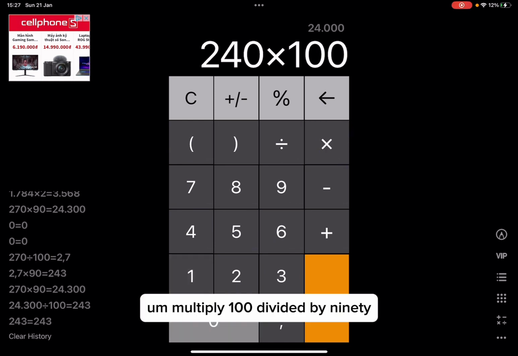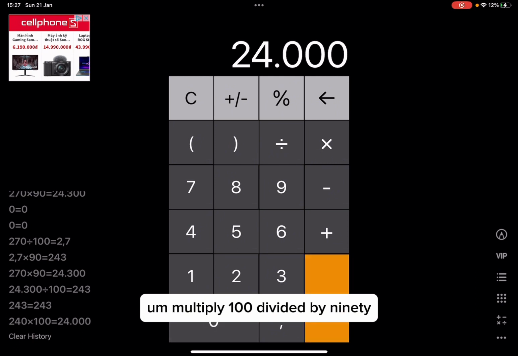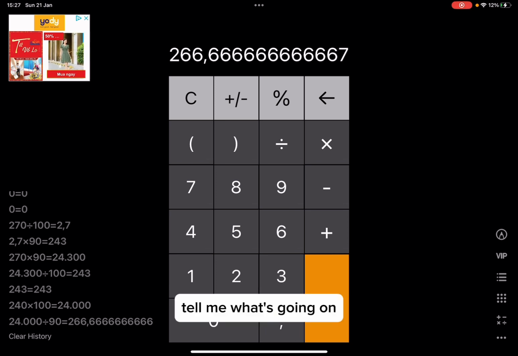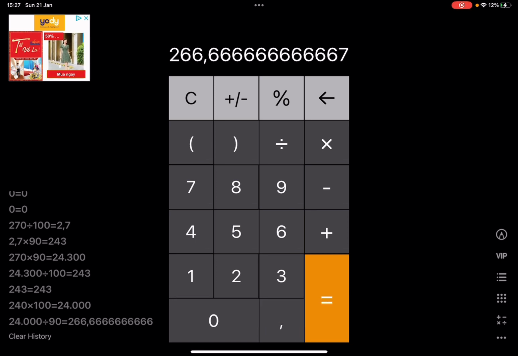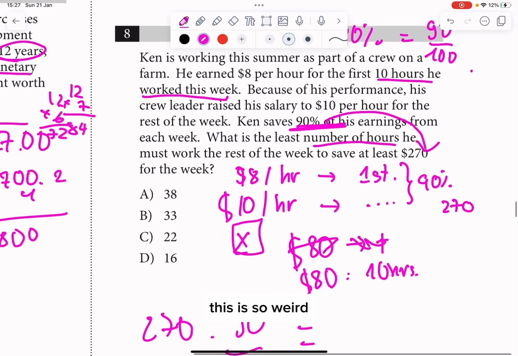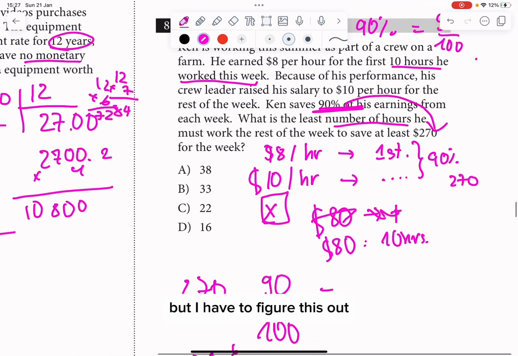Multiply 100 divided by 90. Oh wait, so it's... Tell me what's going on. I do not know. Okay, I give up. I'm so sorry, I cannot solve this. This is so weird, but I have to figure this out.